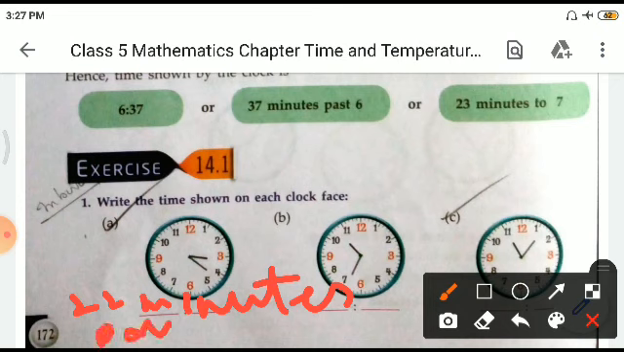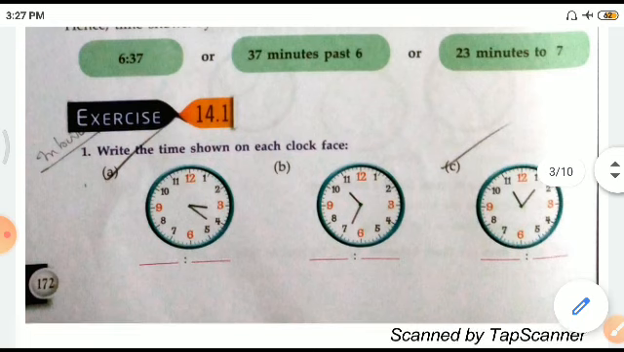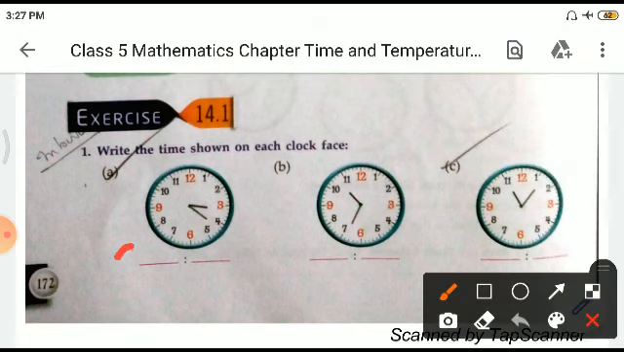Past 3, or it is 3 is to, it is 3 is to 22 is the time.